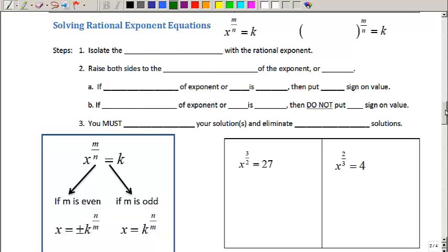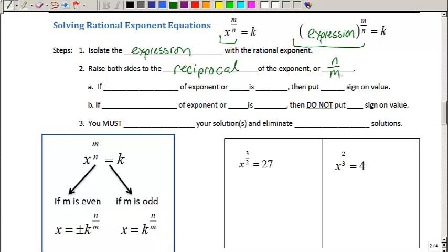On this next section, solving rational exponent equations, we have the most simple form, x to the m over n equals k, that we're trying to solve, or x could also be an expression inside the parentheses to the m over n equals k. So the first thing I would like to do is isolate the expression with the rational exponent. Next, I'm going to raise both sides to the reciprocal of the exponent, or in this case, n over m.